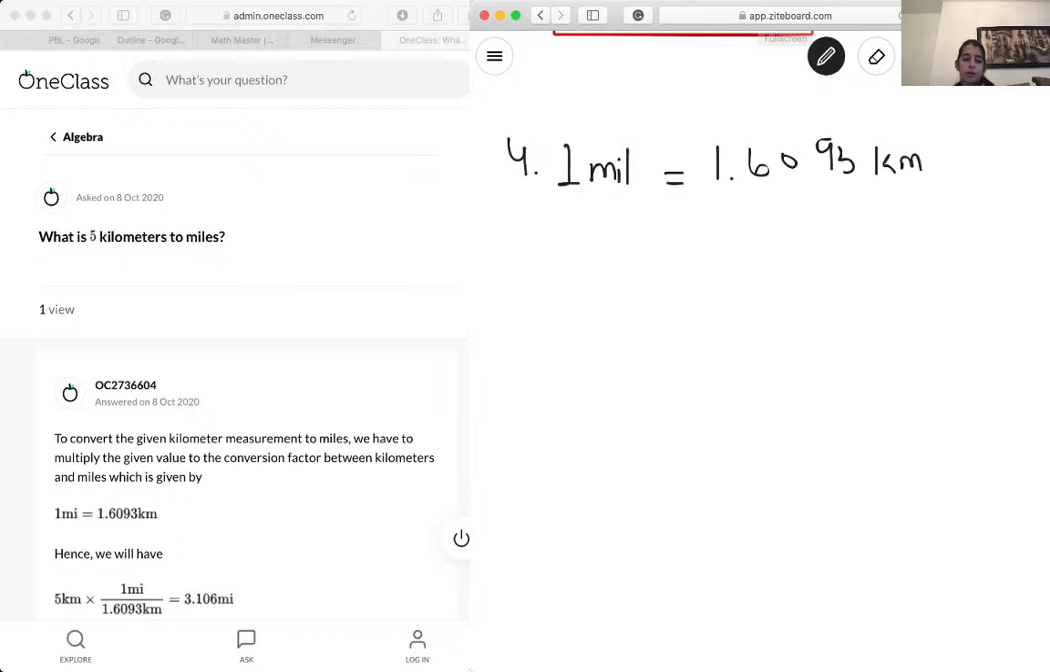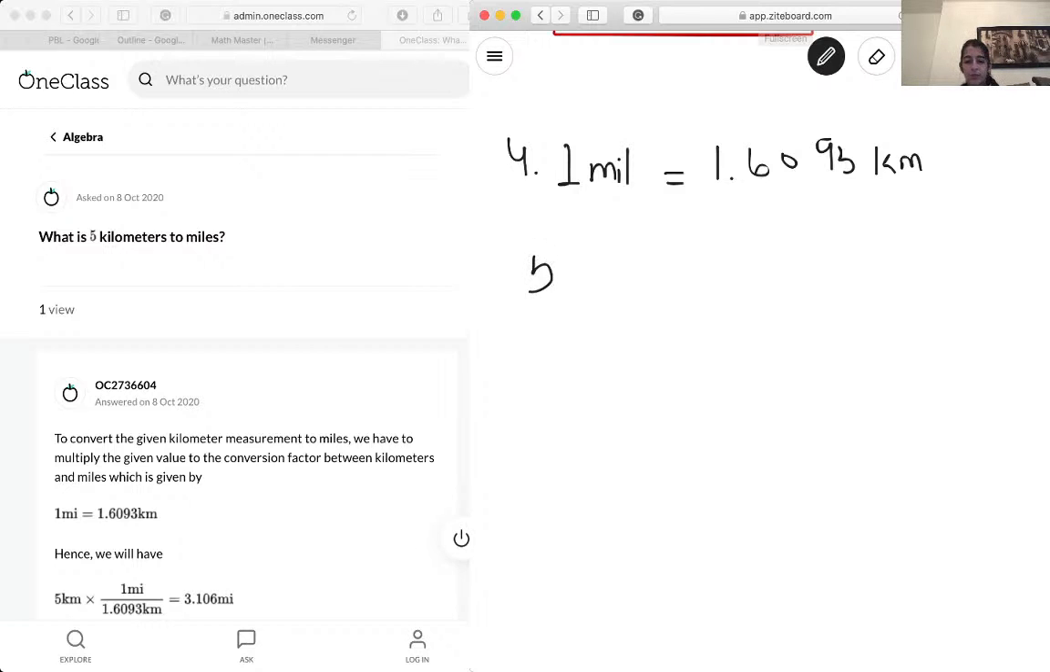Okay. We're asked to convert from kilometers to miles. So in order to do that, we have to divide by the conversion factor. So we have to divide 5 kilometers by the conversion factor in order to get the miles. If we had to convert from miles to kilometers, we could just multiply the miles by the conversion factor, which is 1.6093.